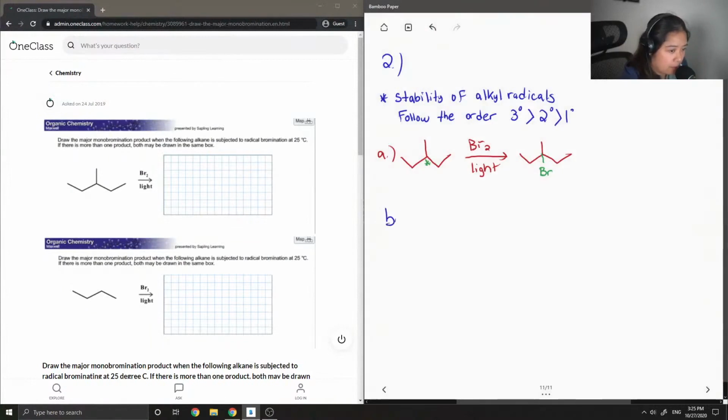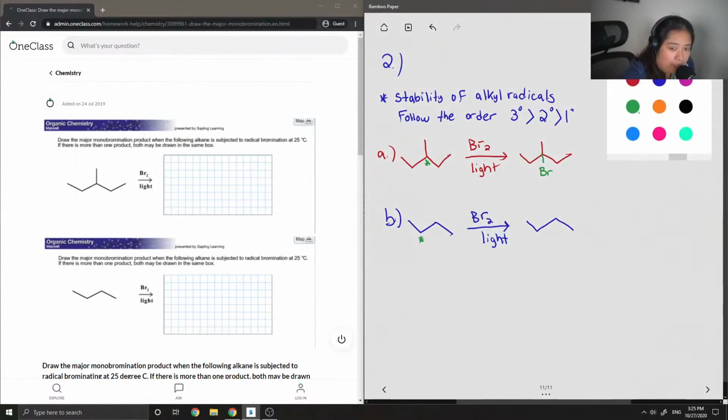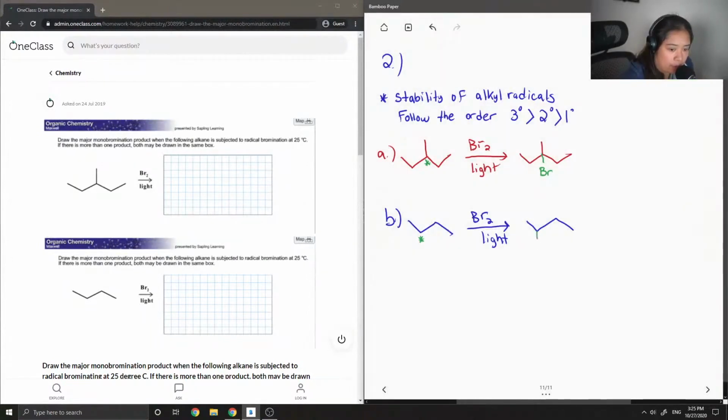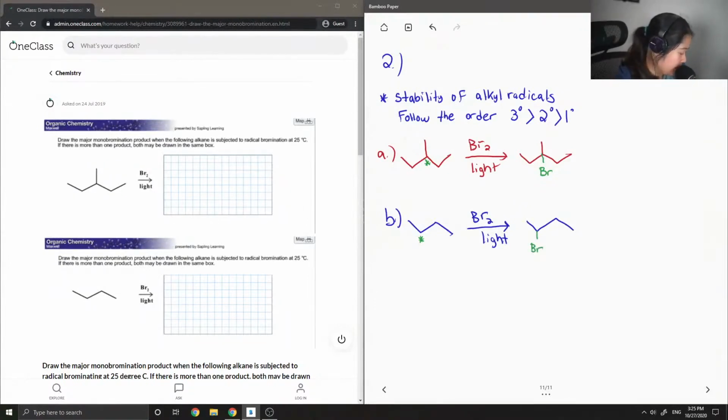So we can do the same thing for part B. So this time we just have a linear alkane. And basically, since this compound is symmetrical, it's just going to brominate at one of the carbons that is the 2-degree one. So we know it's not going to form at the end, because since that's a 1-degree radical in the mechanism, it's not likely that the bromine is going to form there. So basically, I just drew a bromine coming out of there.